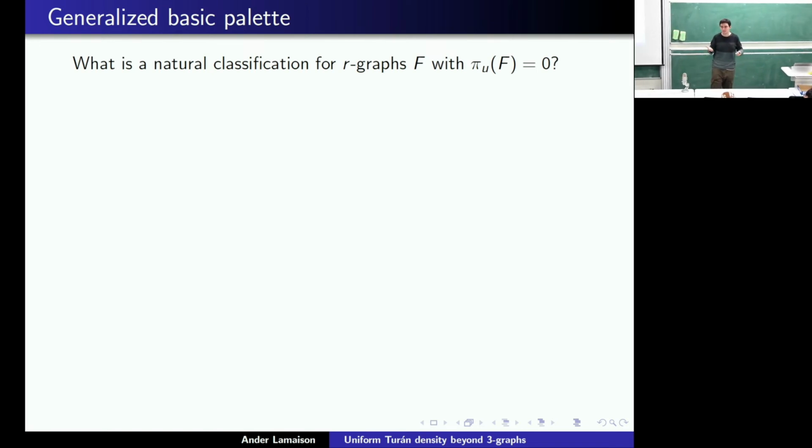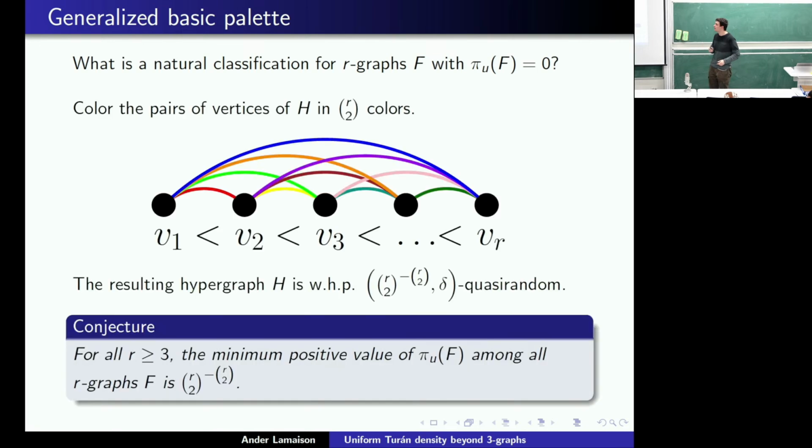But if you think for a few minutes about the implications, about whether this could be a possible characterization of hypergraphs with uniform Turán density 0, you see that if any of those make sense, then it should be the one where you're coloring the pairs of vertices.